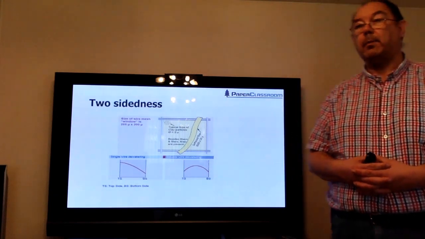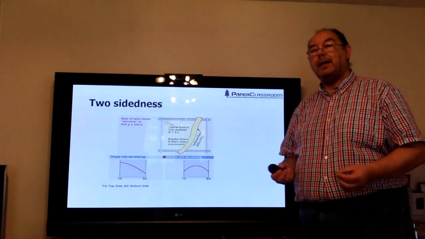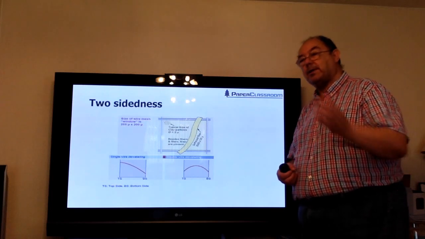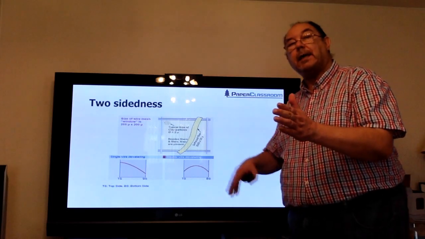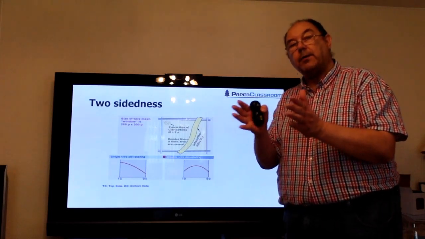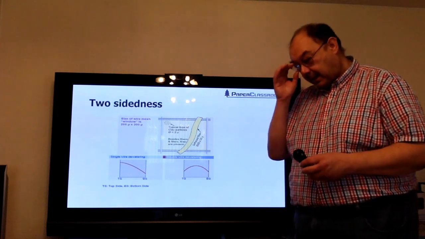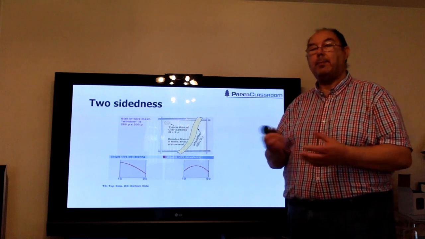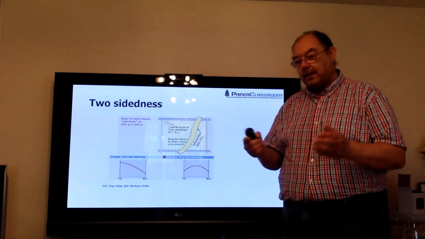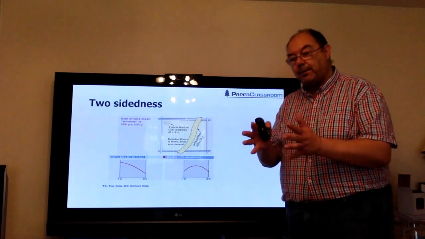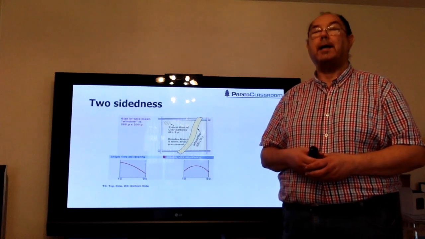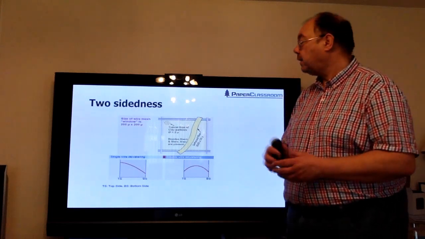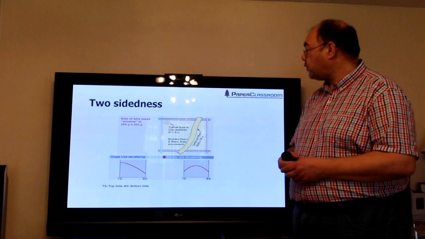Two-sidedness is another problem that happens with paper. Ideally, we want the printing characteristics on one side of the sheet to be exactly the same as the printing characteristics on the other side of the sheet. And if we achieve that, we say we have a paper that is not two-sided. If the sheet characteristics are very different for printing, then we have a two-sided sheet, and that's what we need to avoid. What causes two-sided sheets?